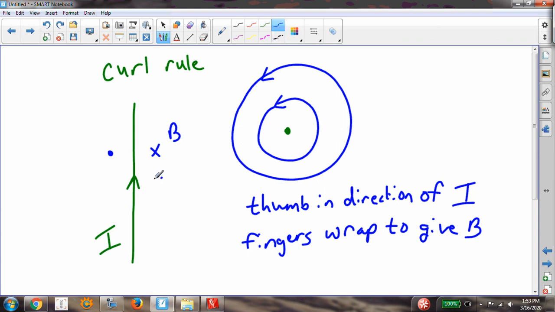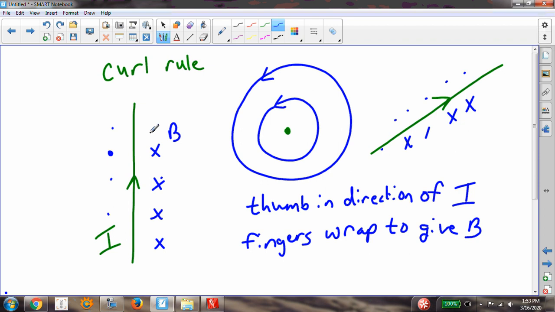So my magnetic field will always be into the page on this side and out of the page on this side. Imagine, what if I had a wire that was like this? What would it look like? Well, it would be similar. It would be into the page on this side and then out of the page on that side. We'll see that more as we get to it. People usually find that this is a little bit simpler.